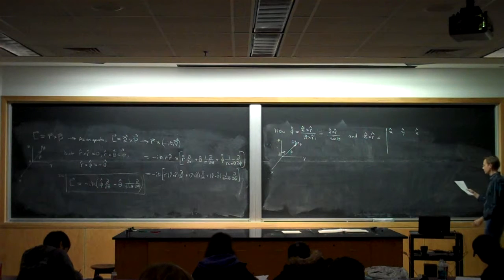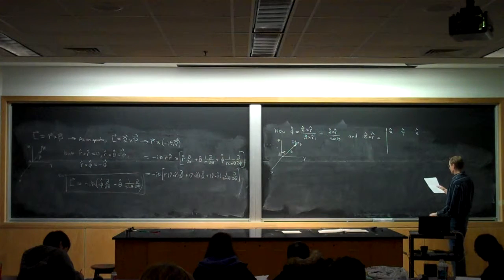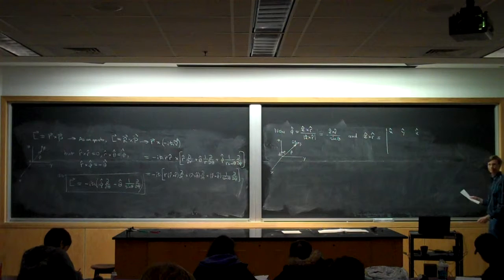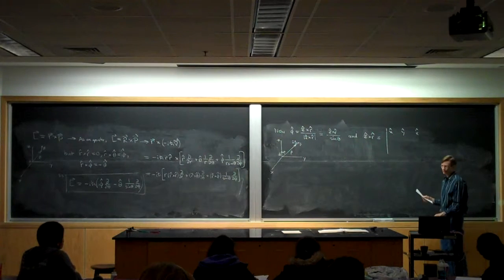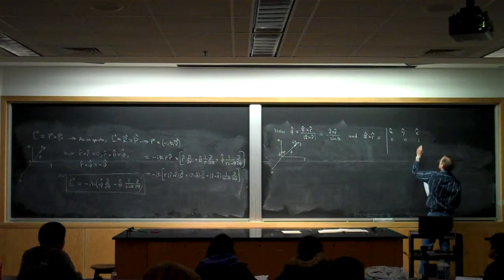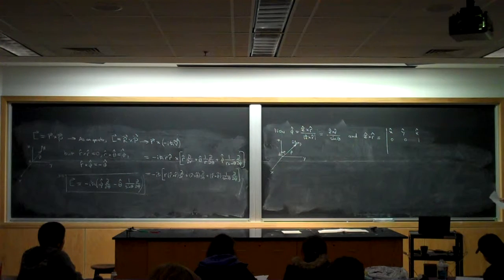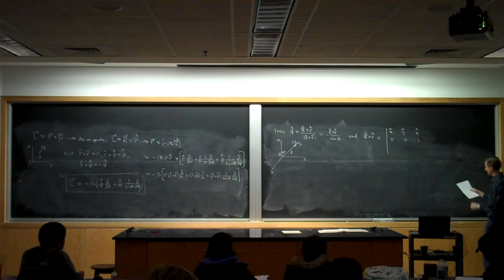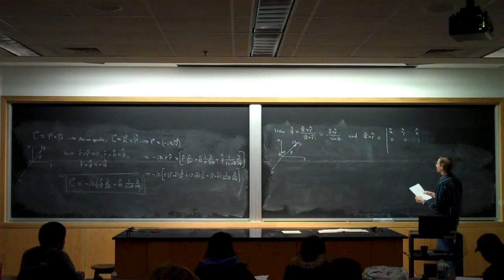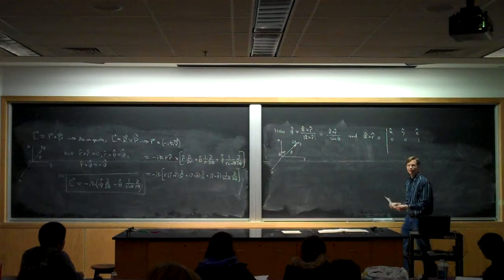What are the components of z hat in Cartesian coordinates? 0, 0, 1, right? So 0, 0, 1. Leave yourself plenty of room along the bottom there. I hope you have, otherwise erase and make your matrix wider. What are the components of r hat?